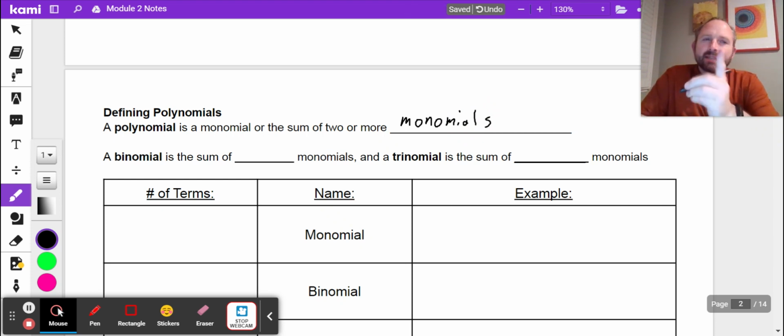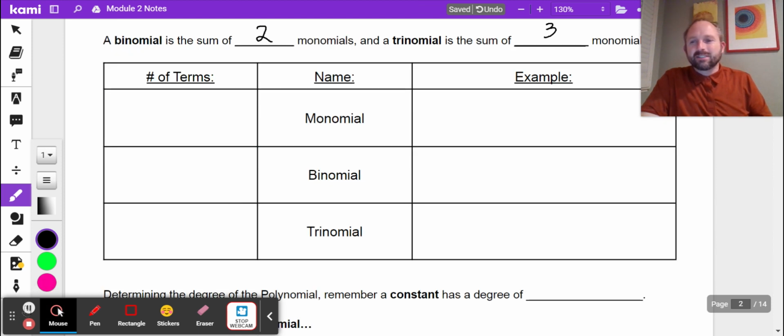Well, technically, we can talk about that because a monomial can be a polynomial, but we'll talk about that. So a binomial is the sum of two monomials, and a trinomial is the sum of three monomials. So let's show you. Right here, let's fill it in.